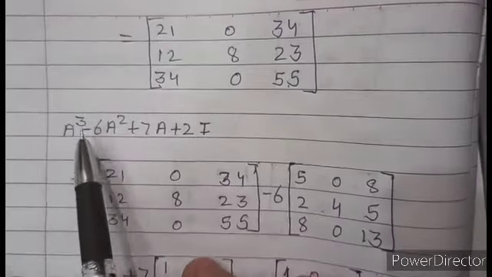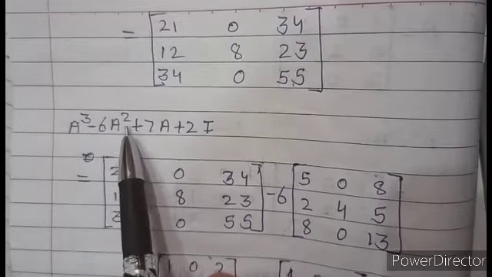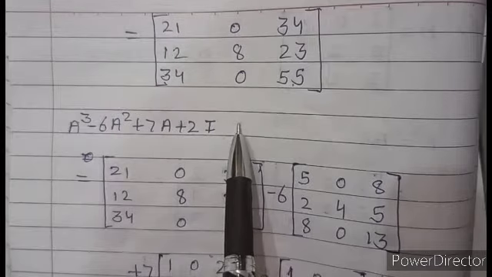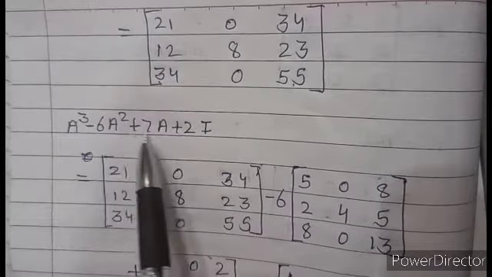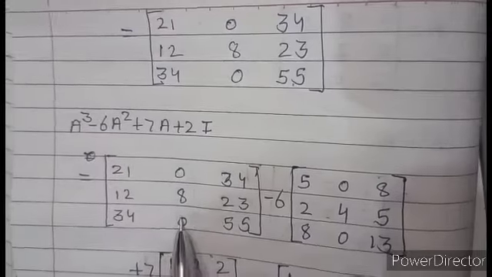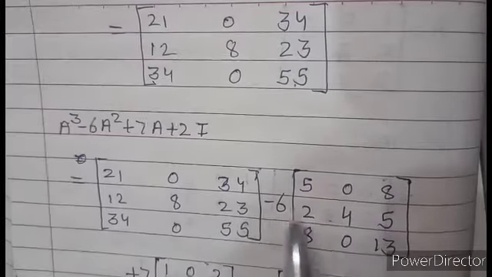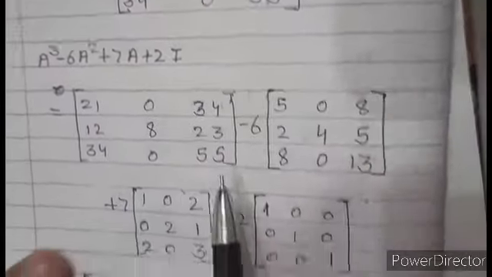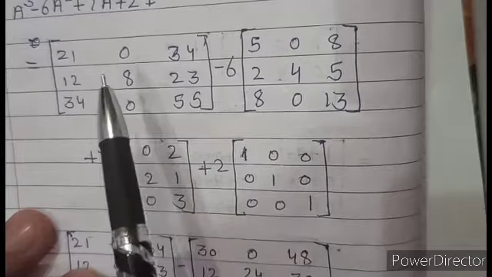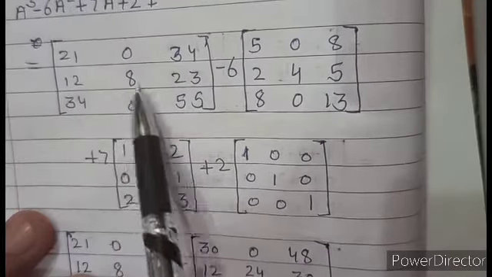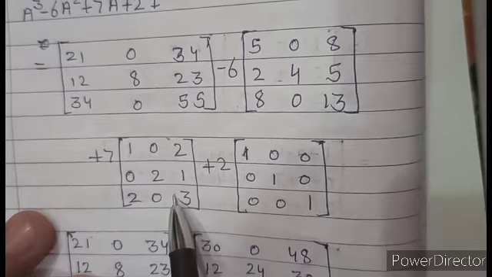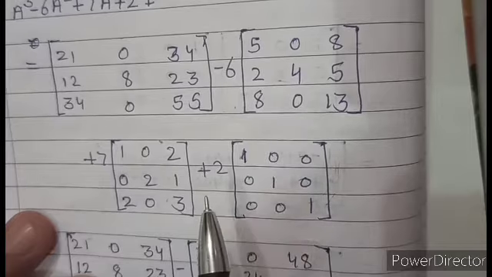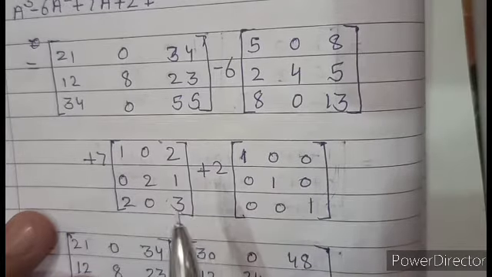Now after this, we have to prove that A cube minus 6A square plus 7A plus 2I is equal to O, or 0 matrix. For that I am taking the left hand side. Now we have just obtained the values of A cube and A square. We'll put the values of A cube, A square, A and I here. Now identity matrix will be of the same order as A cube, A square or A matrix. And here I have taken the identity matrix of 3 by 3 order because the matrix A given to us is also of 3 by 3 order.